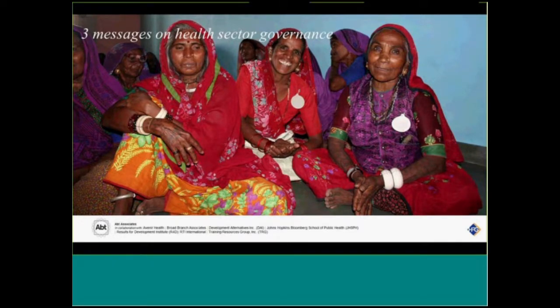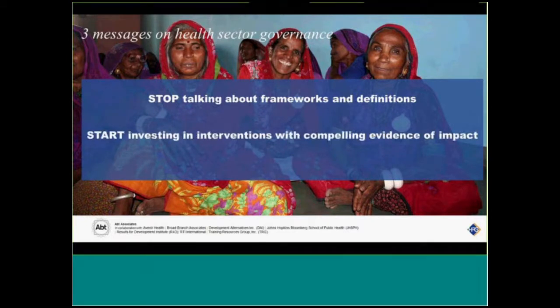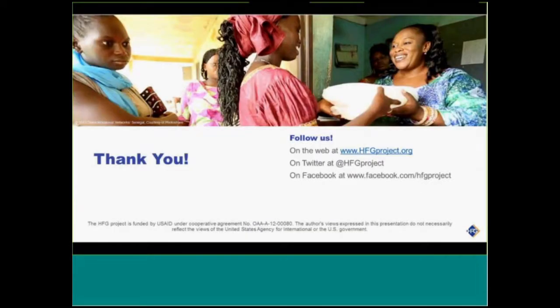So finally, I've got three key messages around health sector governance to the international public health community. I think we need to stop talking about frameworks and definitions. We need to start investing in interventions where there's compelling evidence of their impact on health. And by doing that, I think we will expand essential health services to those that need them. Thanks very much.